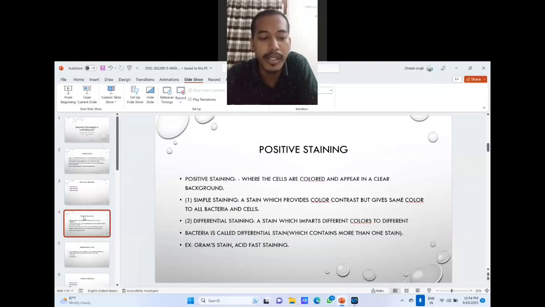The positive stain can be divided into two types: simple staining and differential staining. In simple staining, we use one type of stain. We can use crystal violet, methylene blue, or safranin. In case of differential stain, the name is self-explanatory, where we can differentiate bacterial cells based on their appearance. We use two types of stains. The most common examples of differential stain are gram staining and acid fast staining.